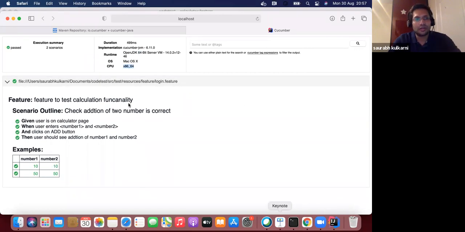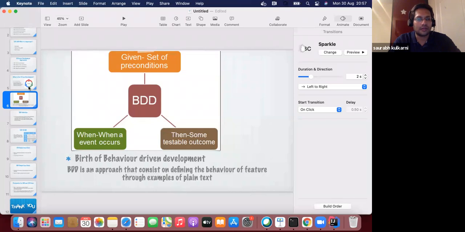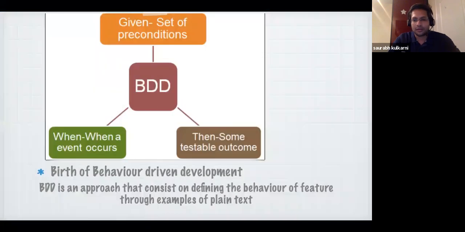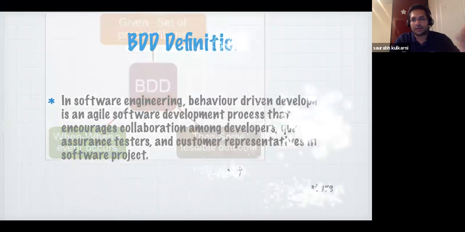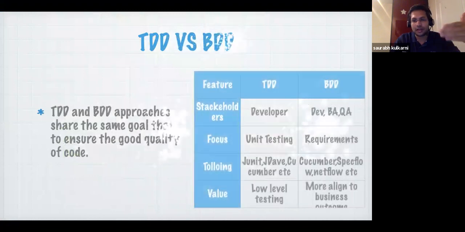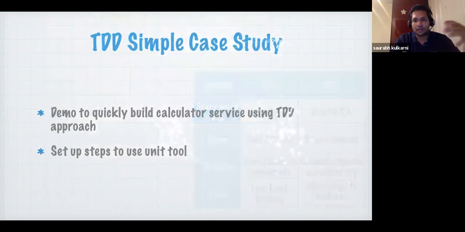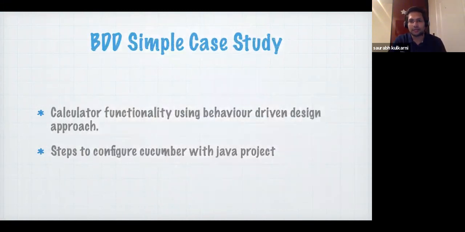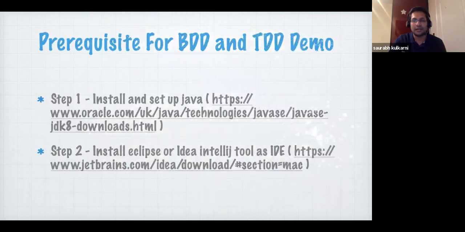I'm going back to the slide now, and we are very much covered right now. So all these concepts are very much covered now. The examples of TDD and BDD are given.